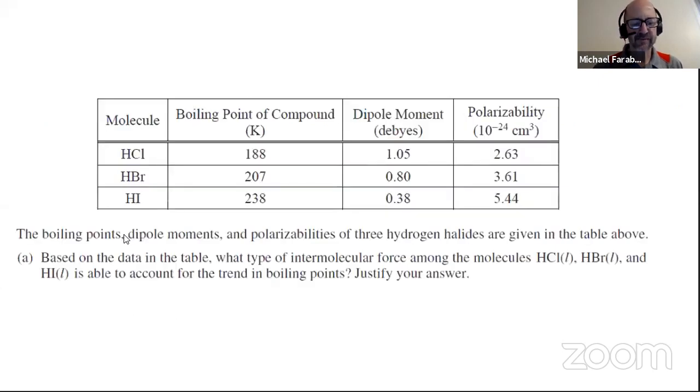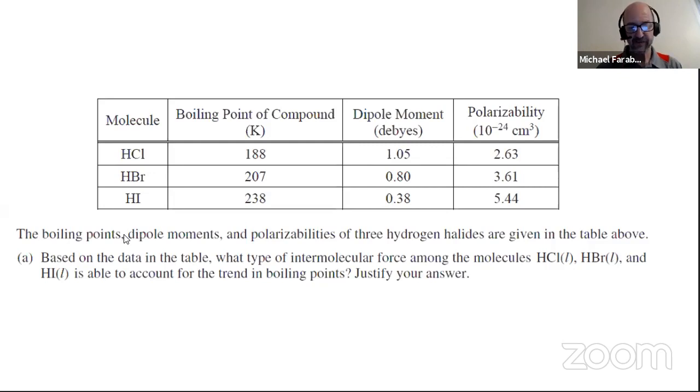The boiling points, dipole moments, and polarizabilities of 3 hydrogen halides are given in the table above. Part A, based on the data in the table, what type of intermolecular force among the molecules HCl, HBr, and HI is able to account for the trend in boiling points? Justify your answer.